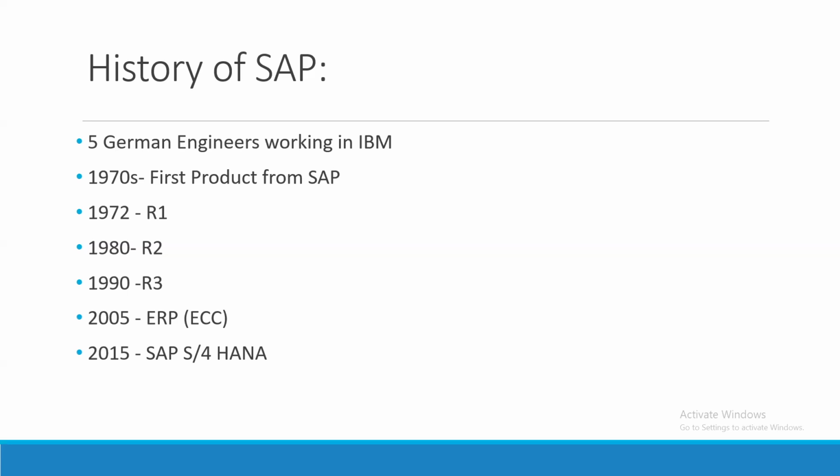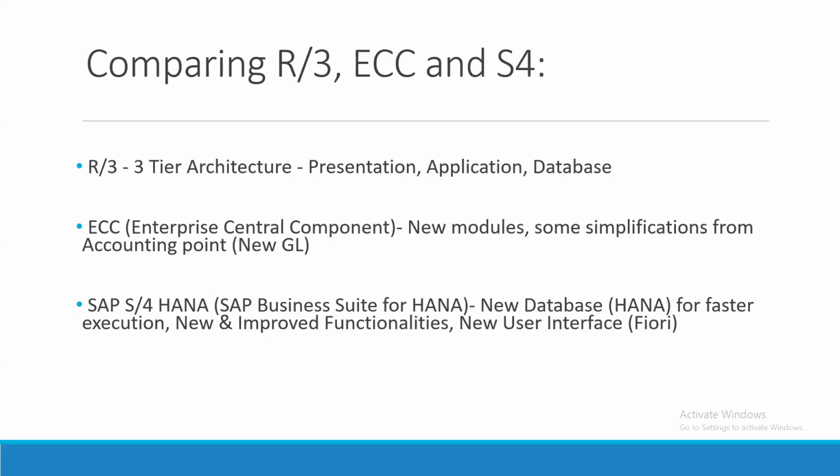These are the years in which different SAP versions came into picture: 1972 R1, 1980 R2, 1990 R3, 2005 ECC, and in 2015 it came up with SAP S4 HANA. We have another sheet wherein I have mentioned different versions of SAP and how they came into picture. So you can go through it later on.